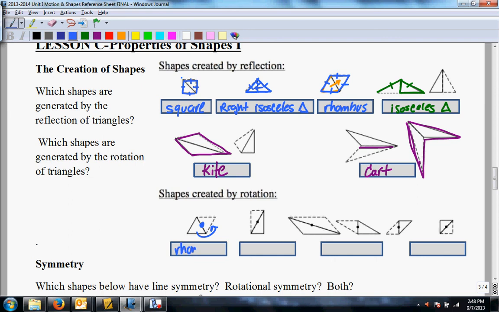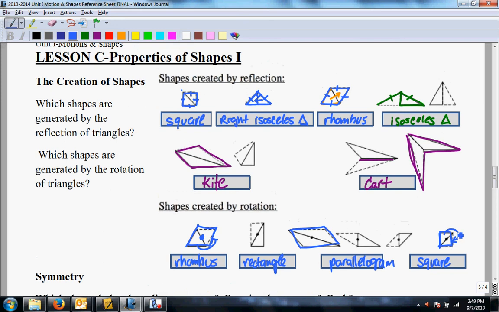Shapes created by rotation, that's where you rotate on the midpoint, and you rotate around. A rhombus also can be created by rotation. A rectangle, but a rectangle cannot be made by reflection. Parallelogram. And taking this triangle and rotating it, you could also get a square. So a square is created by reflection and can also be created by rotation. Again, these are only samples. You probably have several more.